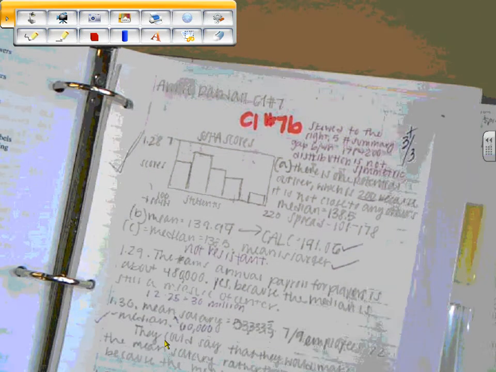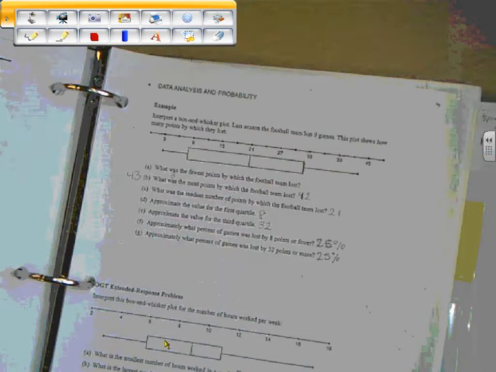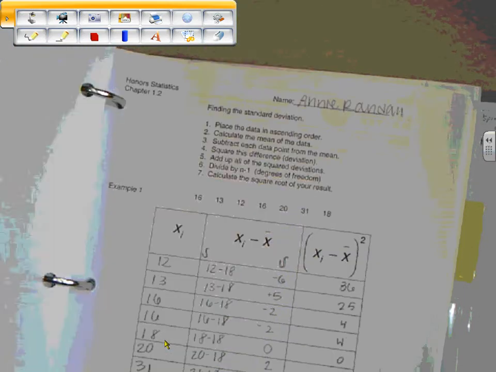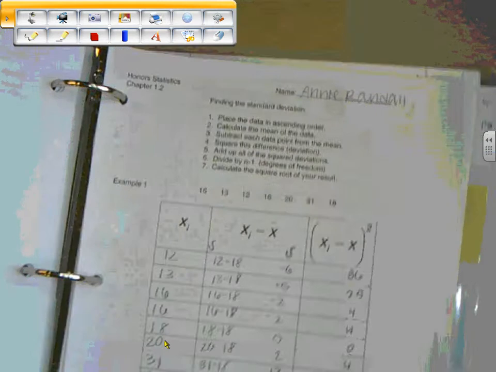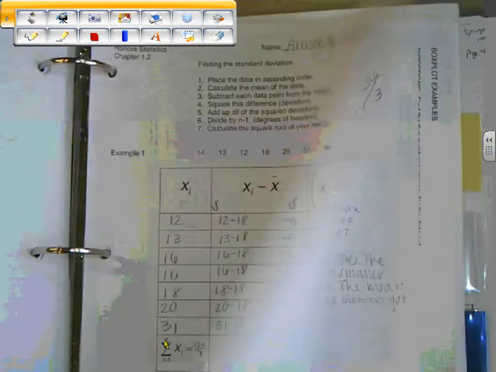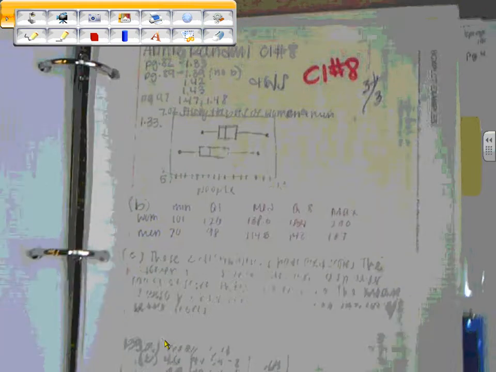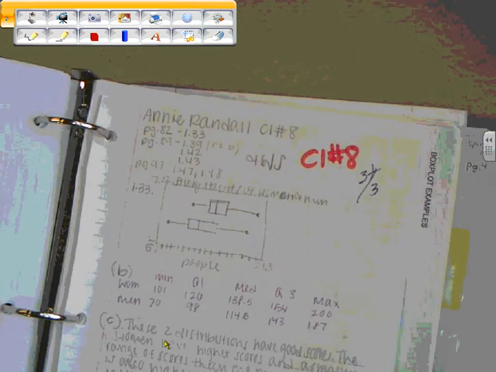This is assignment 7B. 7A was one of the box plot worksheets. We have this as a warm-up that we did, analyzing box plots. We have our standard deviation worksheet. On the front is one big standard deviation, and on the back are the 2 smaller standard deviation worksheets, followed by assignment 8.